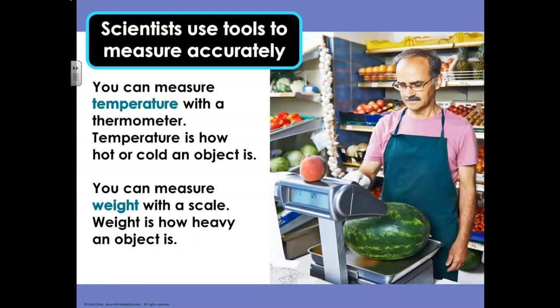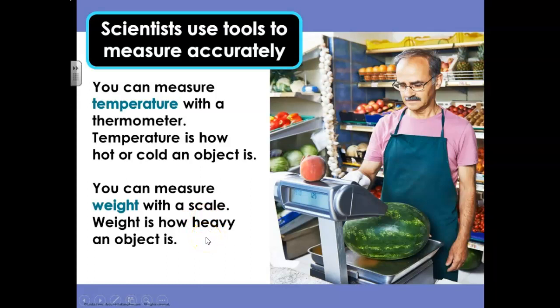Now, scientists use tools to measure accurately. That means the best way. You can measure temperature using a thermometer. Temperature is how hot or cold an object is. You can measure weight with a scale. Weight is how heavy an object is.